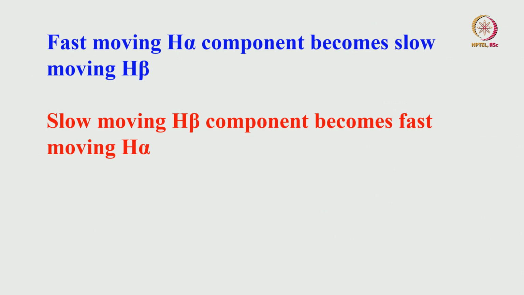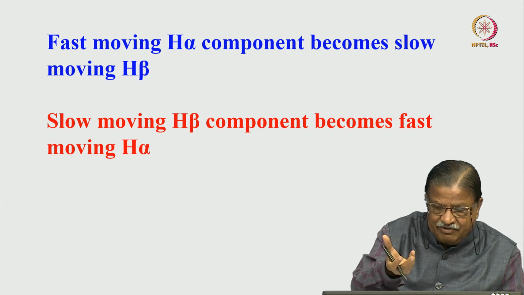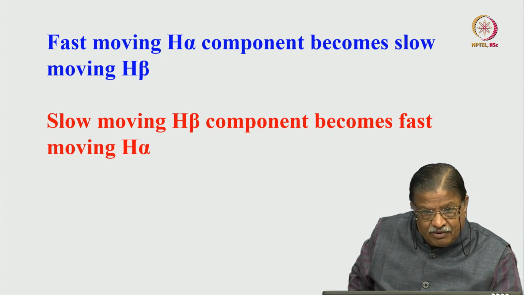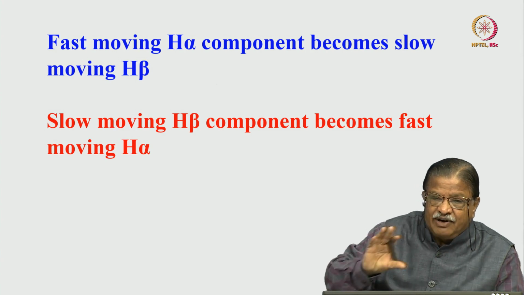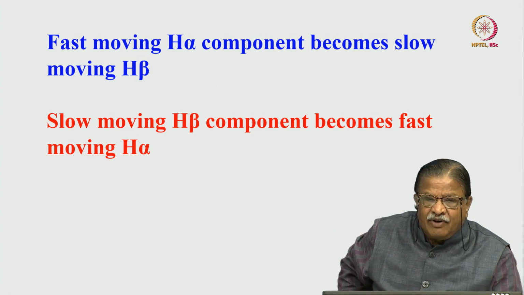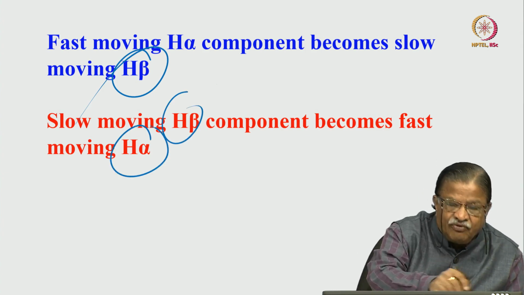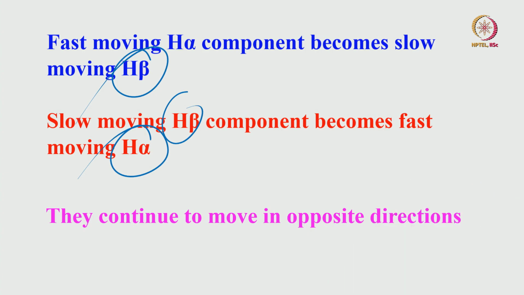What does it mean now? Earlier, when you apply only the 180 pulse on the proton, we inverted the population. They continue to move in the same direction. But now, simultaneously we are applying the carbon 13 180 pulse. H alpha became H beta, H beta became H alpha. That means fast moving H alpha became slow moving H beta, slow moving H beta became fast moving H alpha. Then they continue to move in the opposite direction. They move in the opposite direction now.